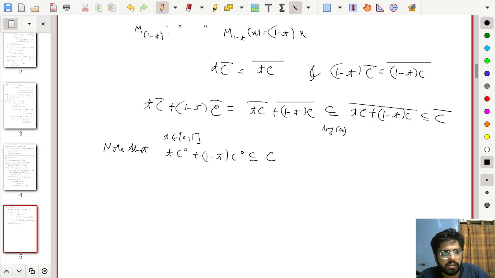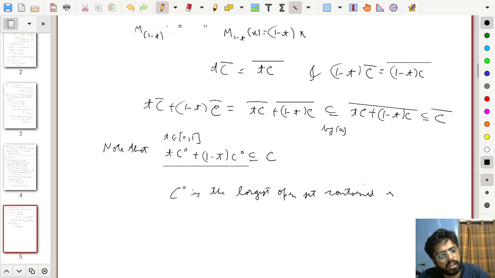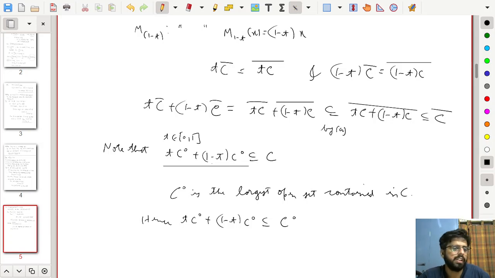You note that this is an open set, right? T times C interior plus 1 minus T times C interior is an open set, and C interior is the largest open set contained in C. Hence T times C interior plus 1 minus T times C interior is contained in C interior. Is that okay? T times C interior plus 1 minus T times C interior is an open set, right?